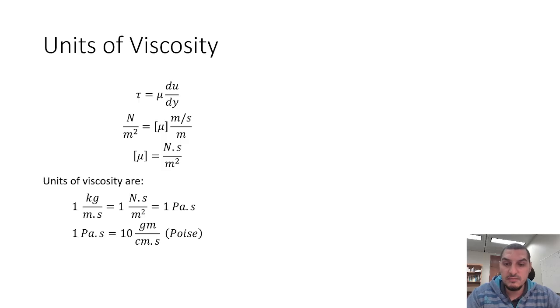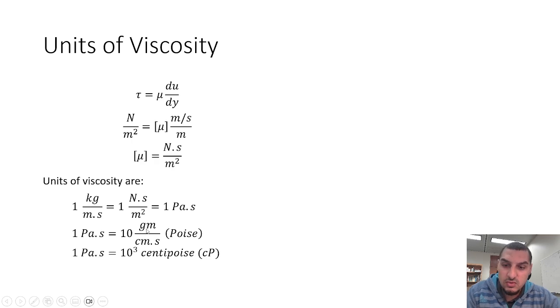There is another very famous unit, which is called poise. Poise is the CGS unit of viscosity, which is gram per centimeter second. If you do the unit conversion from kilogram per meter second into gram per centimeter second, it's 10 times. So 1 Pascal second is 10 poise. And we know the centi prefix for the units, so 1 poise is 100 centipoise. So 1 Pascal second is 10 times 100, so it's going to be 1000 centipoise. Centipoise is a very, very famous unit of viscosity.